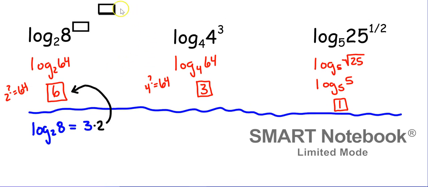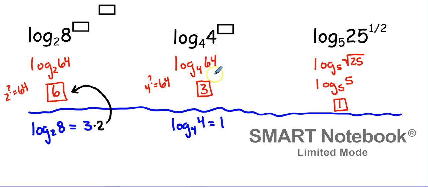Okay, so same approach on the second one. I'm going to approach it as if that exponent wasn't there, and I'm going to simplify this guy right here. When I do that, that's a nice easy problem. Log base 4 of 4. I know that 4 to the first gives me this number right here, so my answer is 1.